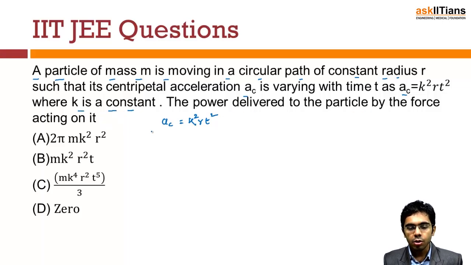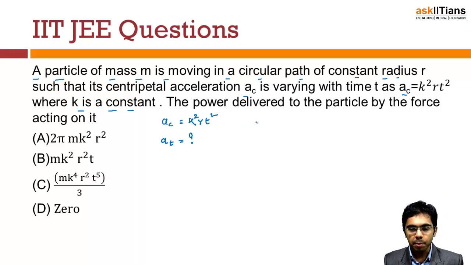acting on it. So as we have studied about this thing, the power delivered by the centripetal force will be 0. Therefore, we have to check whether there is any acceleration along the tangent or not. If not, then it will be 0. If it is, then power will be delivered by that acceleration.